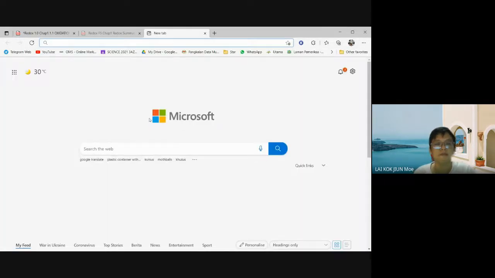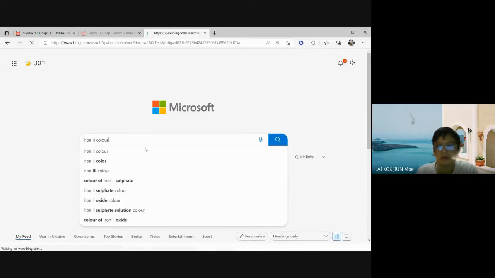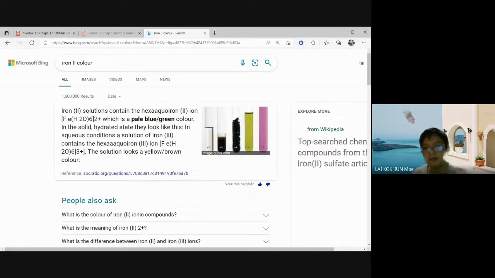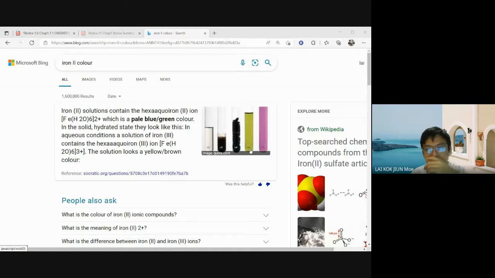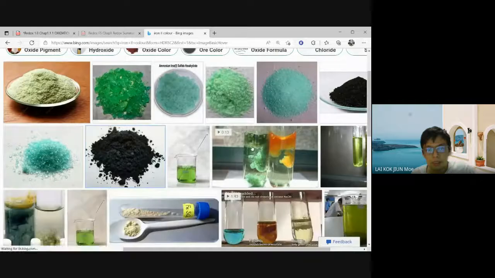When it becomes Fe3+, what is the color? It will become, we use the best color, brown. Brown. We don't use pure yellow. Brown is enough, brown is the best. If you see iron 2+, it is green. If it becomes Fe3+, it will become brown.